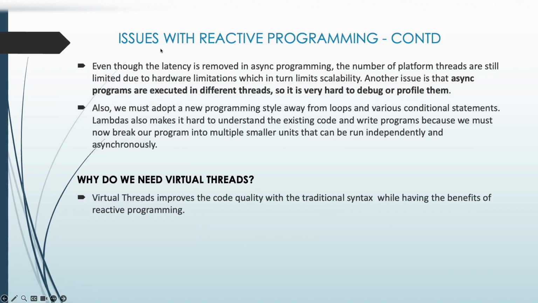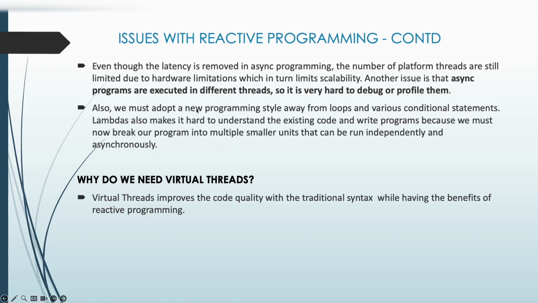So our latency issue is now solved using this asynchronous programming. Why? Because the thread is no longer waiting in the runnable state for a very long time until the API response. Instead, it is coming back to the thread pool. But we still have the scalability issue. Why? Because the number of platform threads is still limited due to hardware limitations. Another issue with asynchronous programming is that multiple threads are involved in a single execution, so it is really hard to debug if something happens during the call.